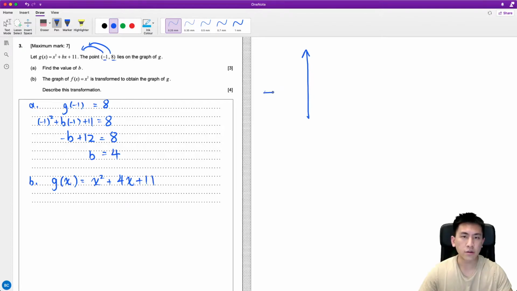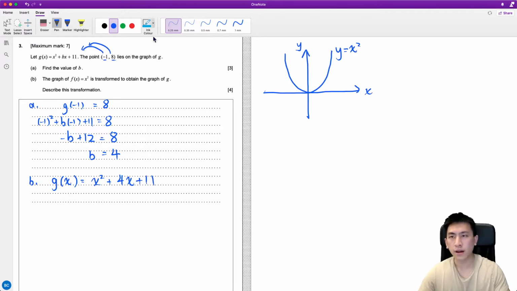Normally your x squared graph looks something like this, right? That's your y equals x squared, and that's x, that's y. And then they go ahead and give you a g, right? From the looks of it, I don't know what it looks like for now.